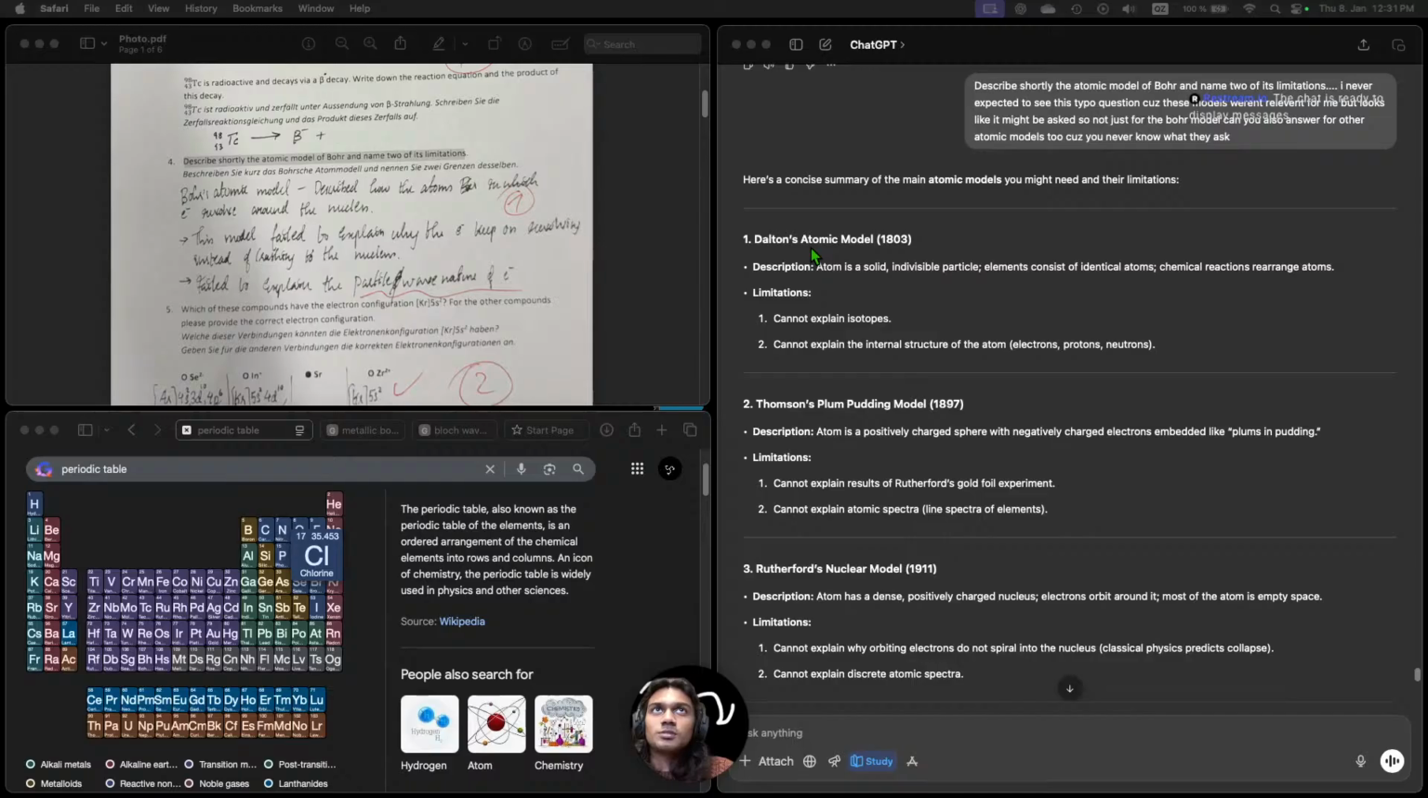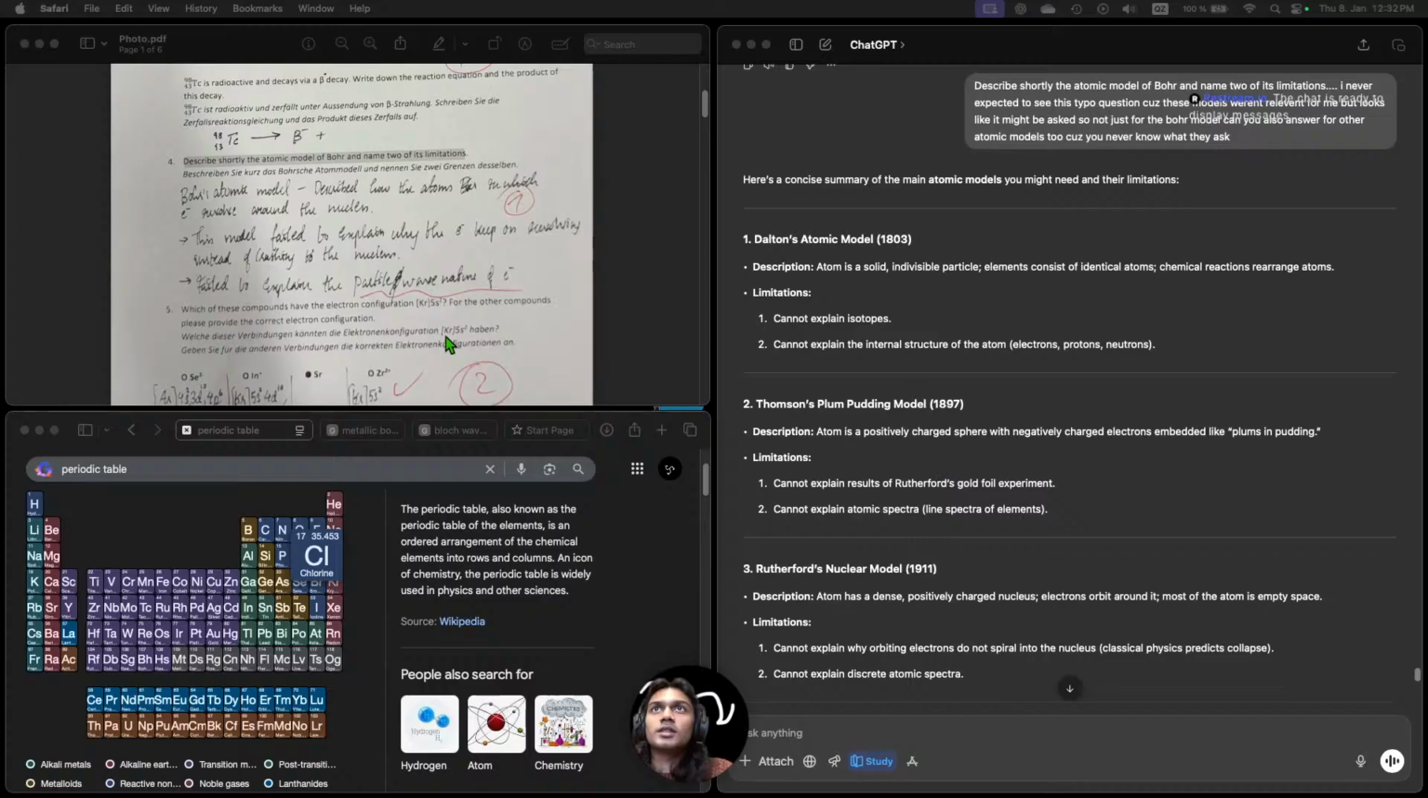Here's a concise summary of the main atomic models you might need and their limitations. Dalton's atomic model. What did they ask? It was Bohr. Description: An atom is a solid, indivisible particle. Elements consist of identical atoms. Chemical reactions rearrange atoms. Cannot explain isotopes. Cannot explain the internal structure of an atom.